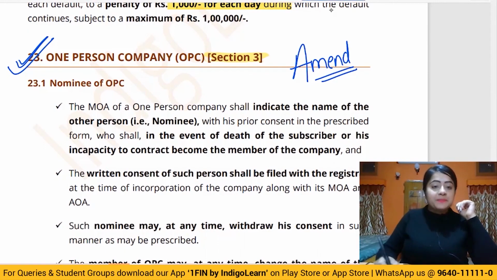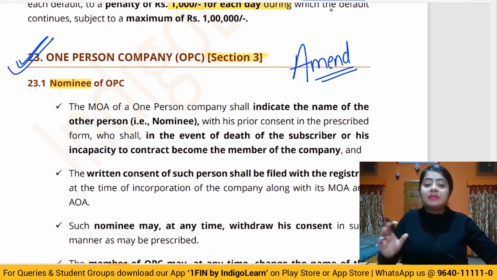So let's revise this. Now, in case of one person company, we know that only one member is there. Along with that, what if the member dies? In that case, the member also has to appoint a nominee. So for every one person company, there has to be a nominee also. In the event of death of the member, the nominee takes over the place of the member in that one person company. Now, whenever a nominee has to be appointed, a written consent of the nominee has to be filed with the registrar of companies, and the name of the nominee has to be stated in the Memorandum of Association.